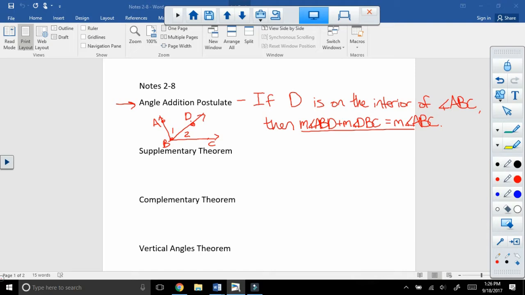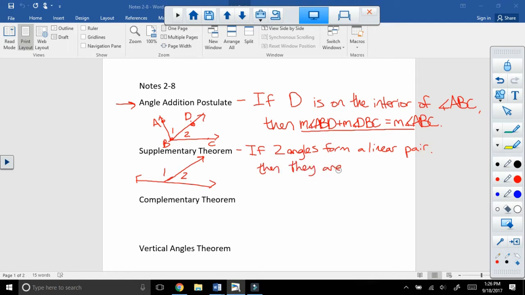For the next one, the supplementary theorem says that if you have two angles that are a linear pair, then they're supplementary. And again, we've done work like this before. We're just giving it a name now. So if two angles form a linear pair, then they are supplementary.